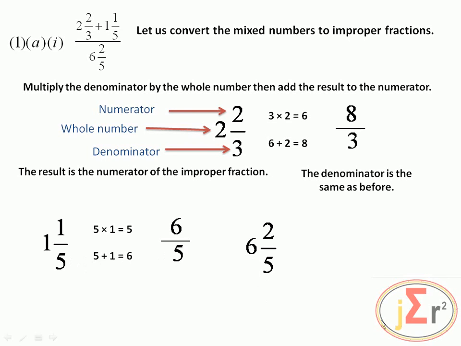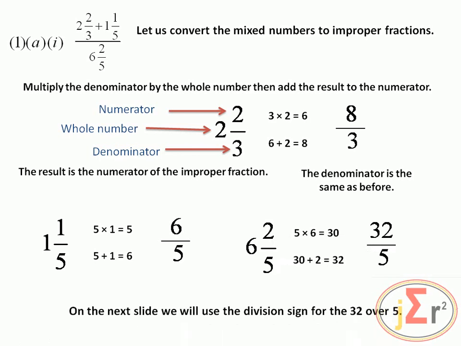So we are going to do the same with 6 and 2/5. So we have 6 multiplied by 5. Of course, we are going to multiply the denominator by the whole number. 5 multiplied by 6 is equal to 30. And of course, the result is added to the numerator, which is 2. So the result is 32. So we have 32/5, or 32 over 5. Then we will manipulate the fractions further.